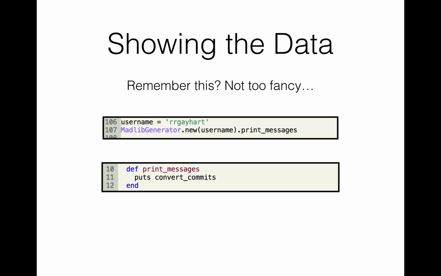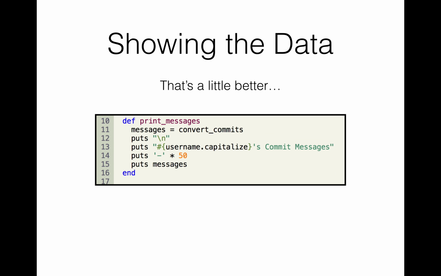So remember this: username equals r gayheart, MadLibGenerator.new, username.print messages, puts convert commits. It's not too fancy, so let's throw something in there. It's not super snazzy, but it'll look a little bit better. So messages equals convert commits. Then we're going to put in a string, which is a \n, a new line. Then we're going to put in, with concatenation, username.capitalize.